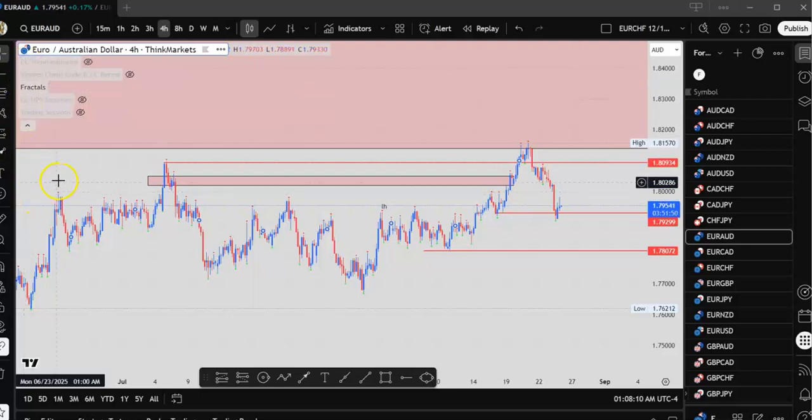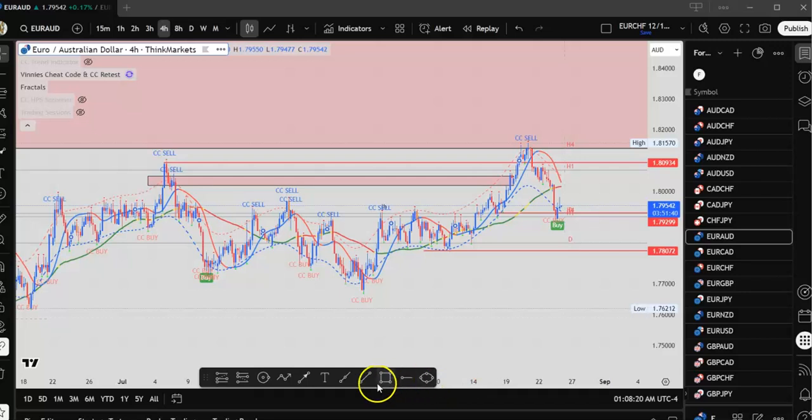So the first cheat code, the first indicator that you have once you buy the system, is called the cheat code. What the cheat code shows is CC buys and CC sells. So when you see these here, that's an indicator to look for buys in the market. All right, so that's one of the indicators.